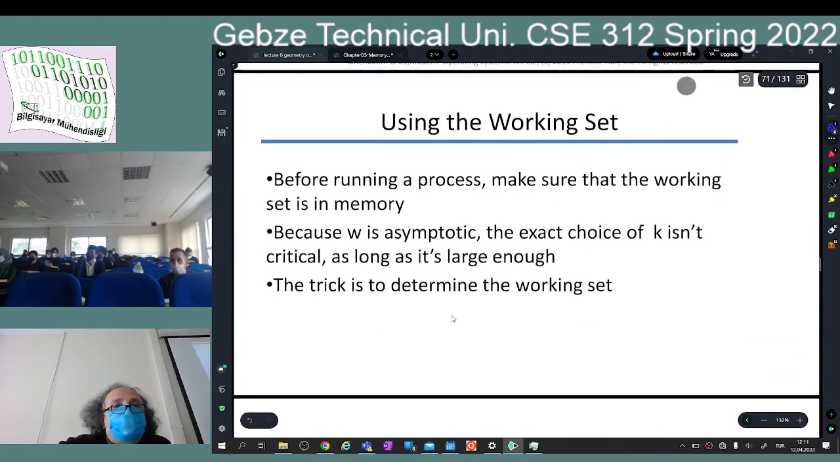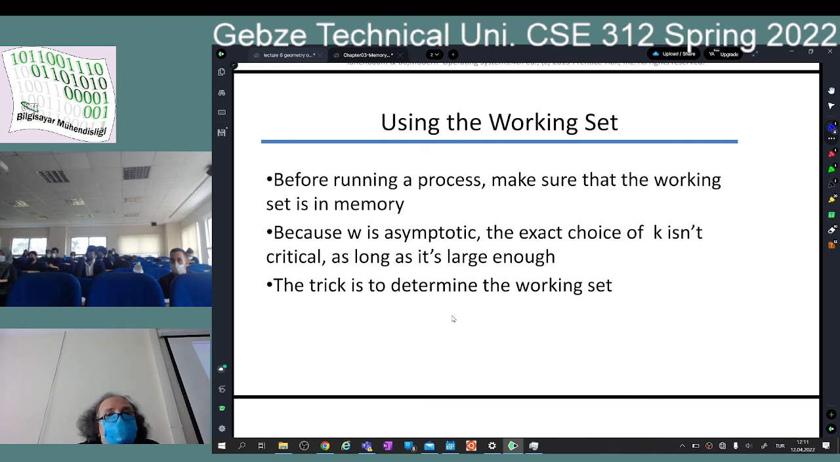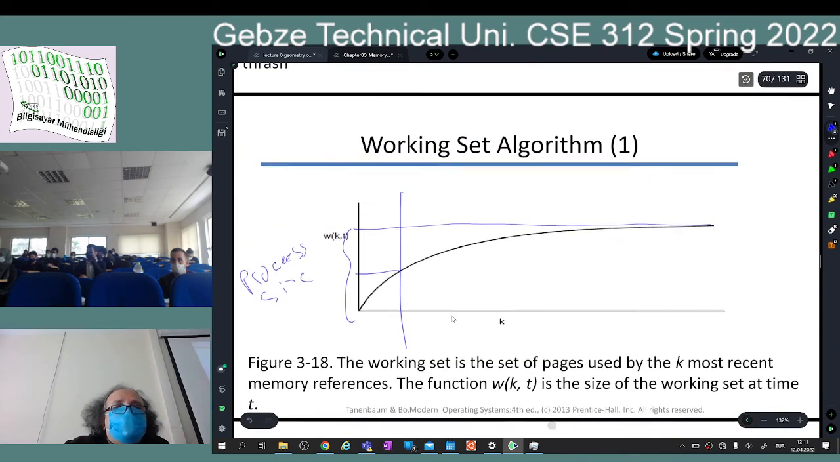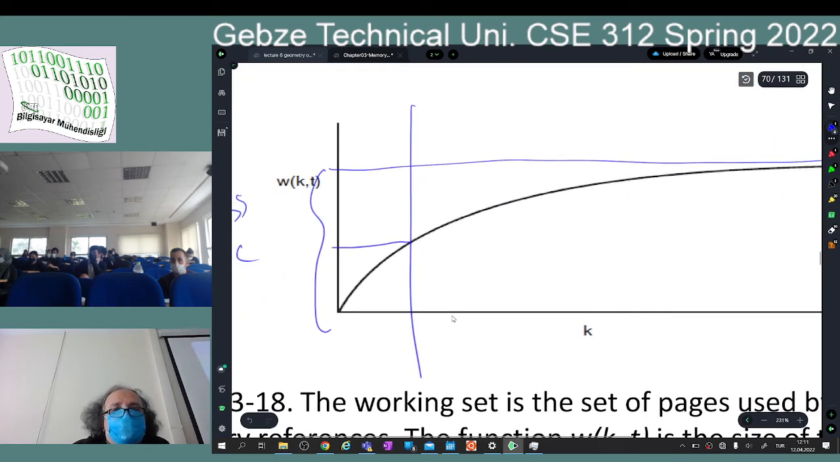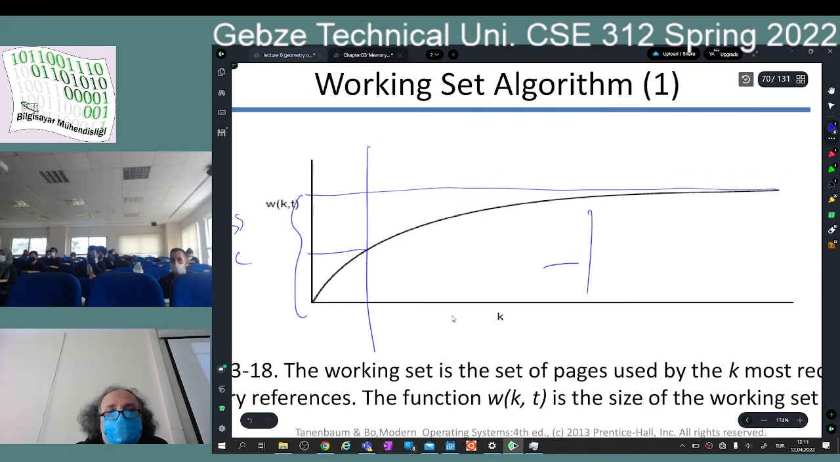Good. So let's use this working set idea. Before running a process, make sure that the working set is in the memory, with some value of k. But what value of k should I choose? I don't know the answer. The value of k, I don't know. But you cannot make a very big mistake by choosing the k, because this is a monotonically increasing function. The function is not like this.